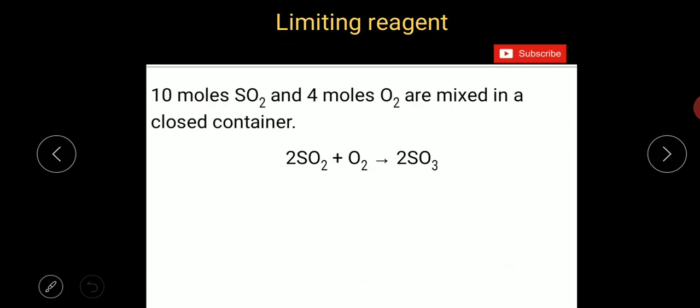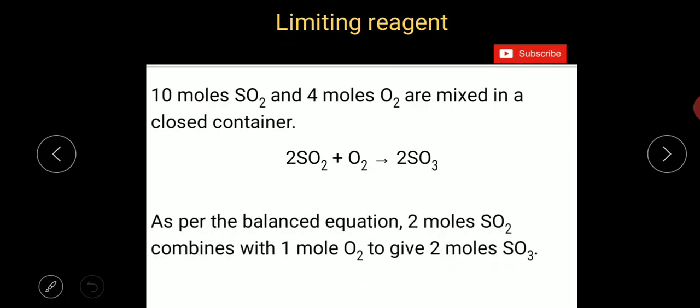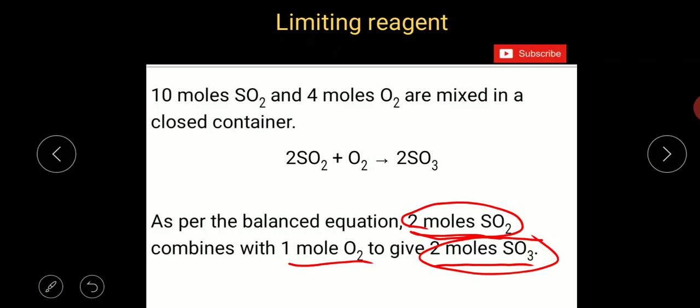SO2 combines with oxygen and will give you SO3. As per the balanced equation, 2 moles of SO2 combines with 1 mole of oxygen and gives you 2 moles of SO3. If you observe this, we have a particular relation. The number of moles of SO2 and the number of moles of SO3 are the same. Means if 1 mole of SO2 is involved in the reaction, you will get 1 mole of SO3. If 10 moles of SO2 is involved in the reaction, you should get 10 moles of SO3.